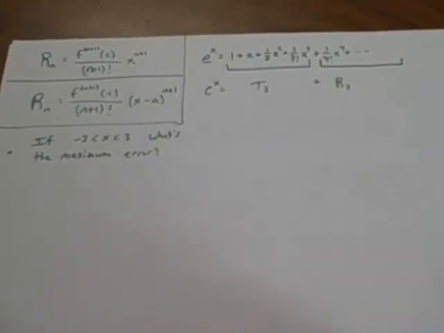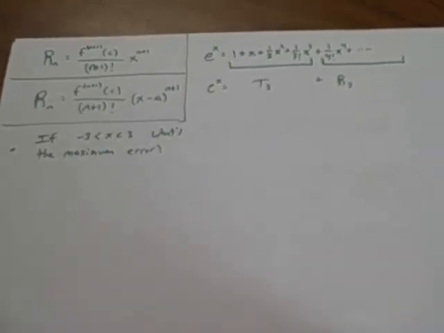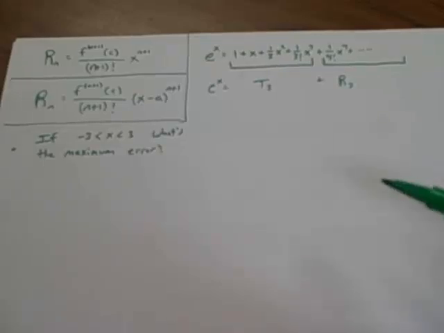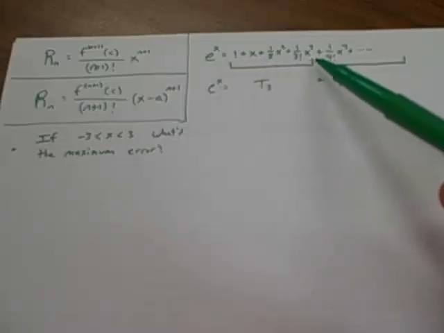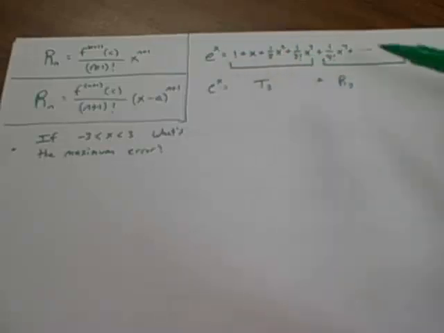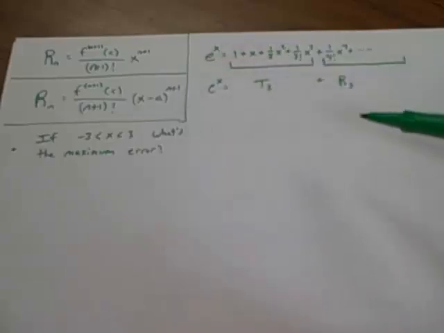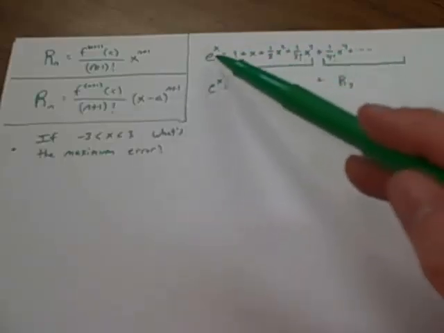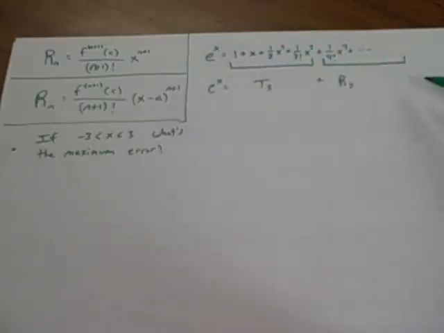Okay, let's do 3 short examples that will help you make sense of error terms for Taylor polynomials. So the idea of a Taylor polynomial is it's a couple of terms from a whole Taylor series that you can use to approximate a function. So here's the whole Taylor series for e to the x. This is a Taylor series centered at 0, so it's really the Maclaurin series.